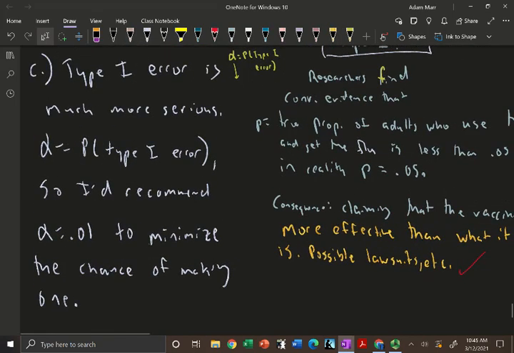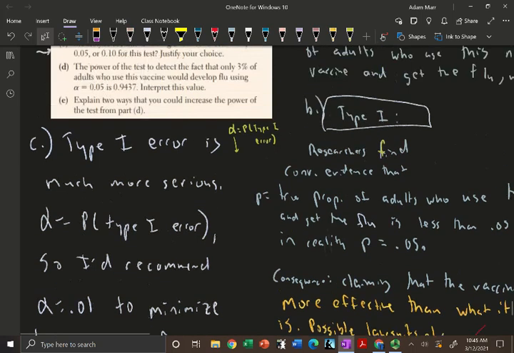All right, so if you lower alpha, it's going to be much harder to reject the null and find evidence for the alternative, so there's much less chance of making that type 1 error, okay?